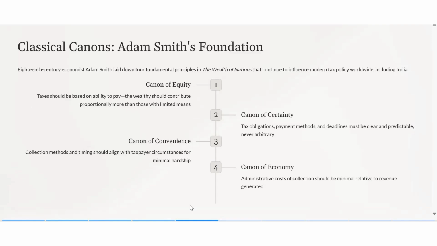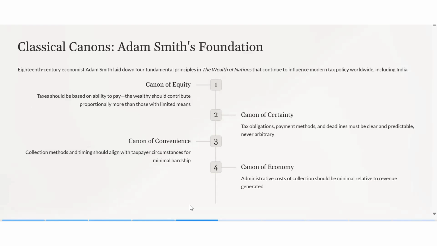So, taxes should be based on ability to pay. The wealthy should contribute proportionately more than those with limited means, meaning thereby the person who is rich, earning more, should pay more when it comes to justifying. That's the principle of equity.